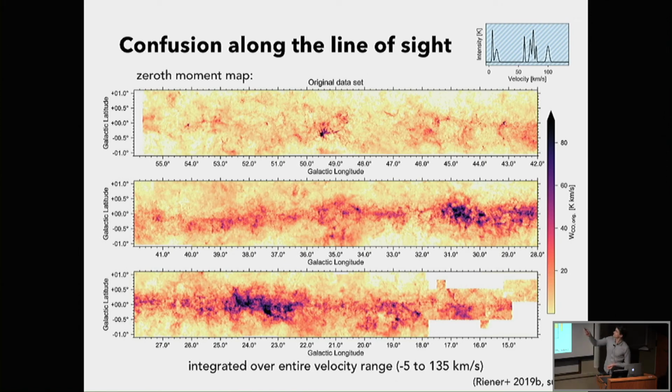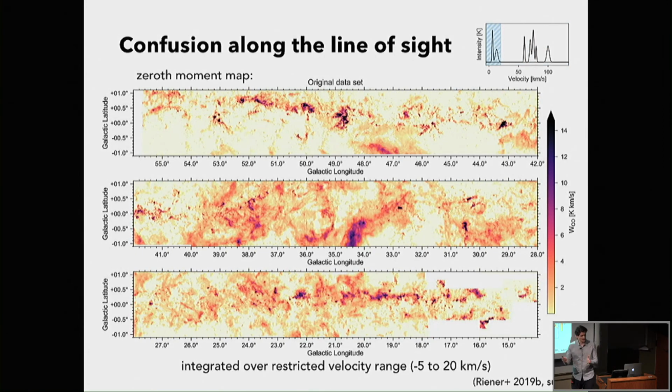What I showed you so far was really an integration along the whole velocity axis, but we can restrict this to a narrower velocity range. So here it shows velocities that are very close to the local standard of rest, so -5 to 20 kilometers per second. And the emission that you see in these panels actually comes from fundamentally different places in our galaxy.